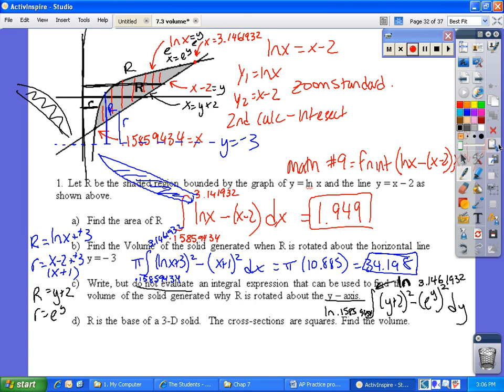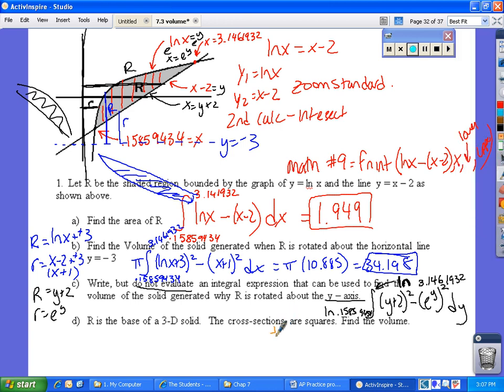All right, last but not least, the base is a 3D solid, and the cross sections, and I should say where they're perpendicular to, so I'm going to say perpendicular to the x-axis, are squares. Find the volume. So this was where we talked about this is a square coming out. There's tons of squares coming out. And all we have to do is integrate the area, right? dx. Well, the area of a square is side squared. Well, what's each side? The side goes from this top to the bottom, which is natural log of x minus x minus 2.